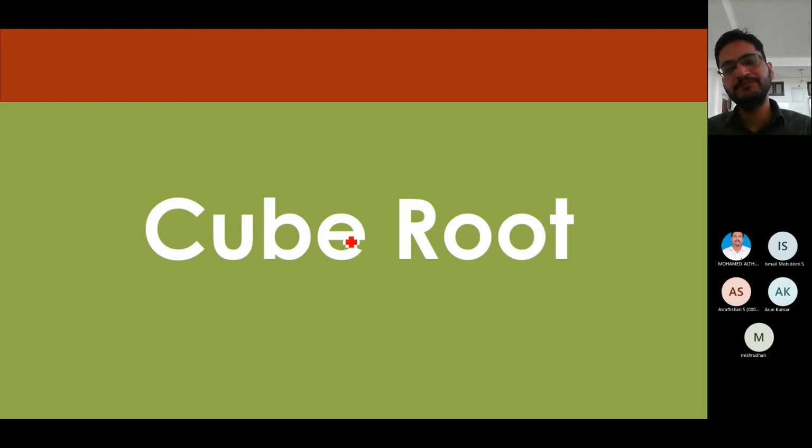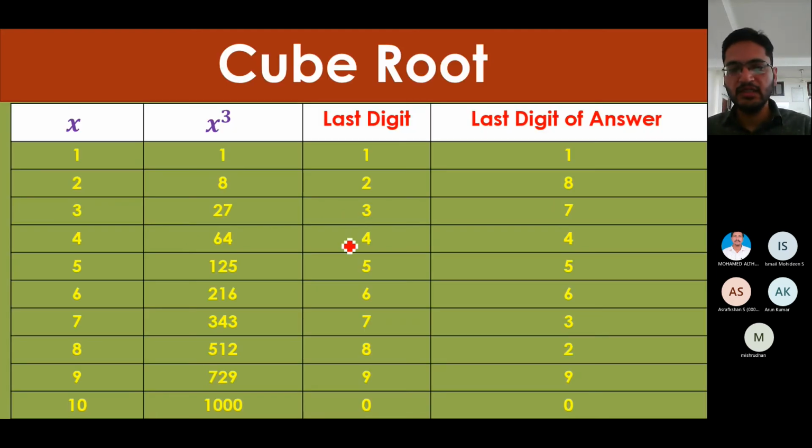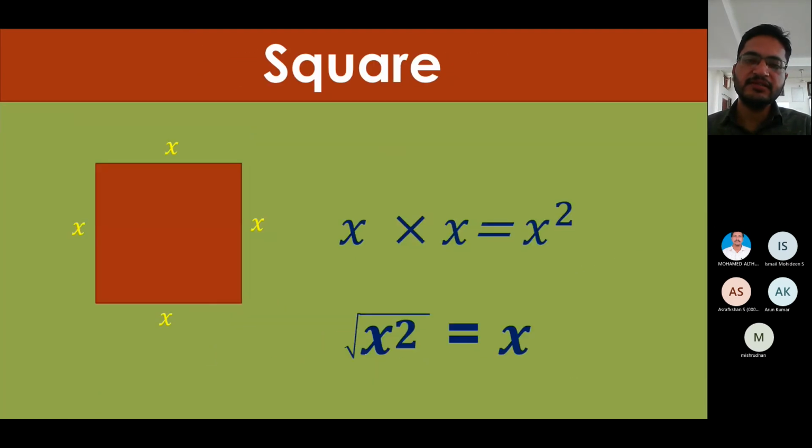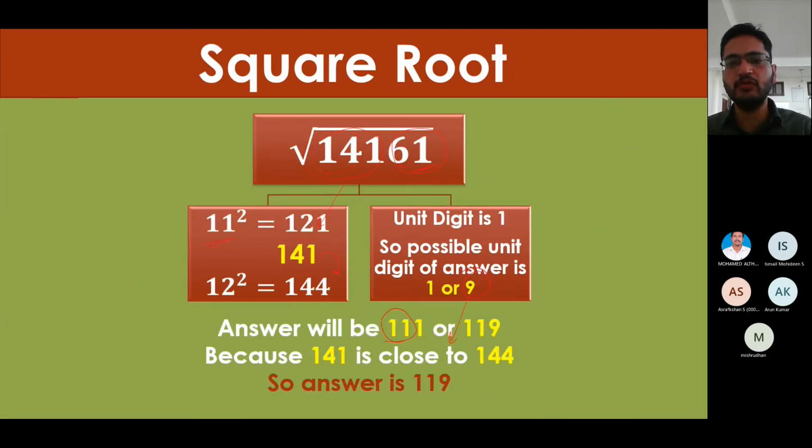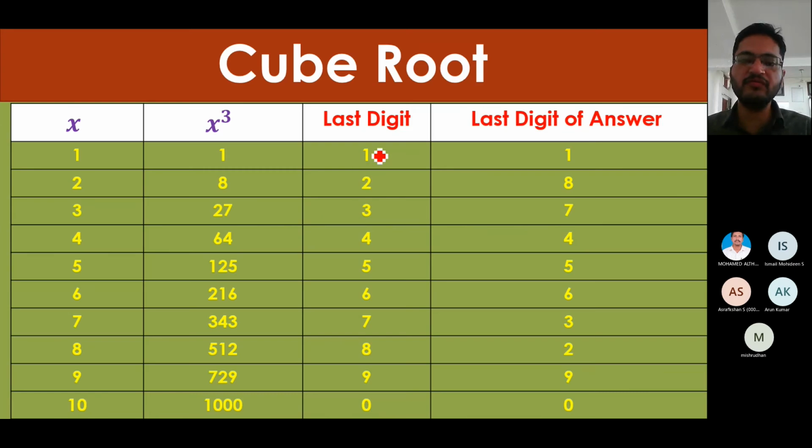Next is cube root. Now there is no confusion as we have in square root. Because if the last digit is 1 in the square, then the unit place will be 1 or 9 when we want to find the square root. But in the case of cube root, there will be no confusion. If the last digit is 1, then the unit digit will be 1. If the last digit is 2, then the unit digit of the answer is 8, and so on.